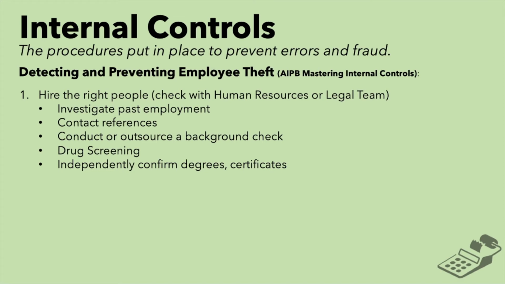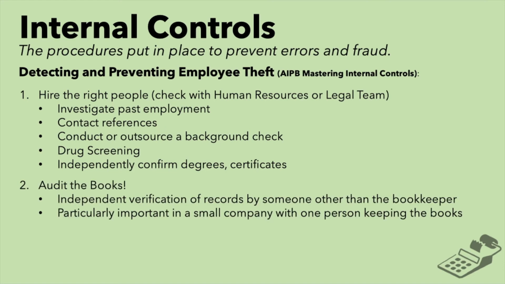So, how do we detect and prevent employee theft? According to the AIPB, we need to hire the right people first. We should check with our human resources or legal team before doing these things, but these are things we probably should consider doing. Investigating their past employment, contacting their references, conducting or outsourcing a background check, drug screenings, and independently confirmed degrees, certificates. We need to audit the books.